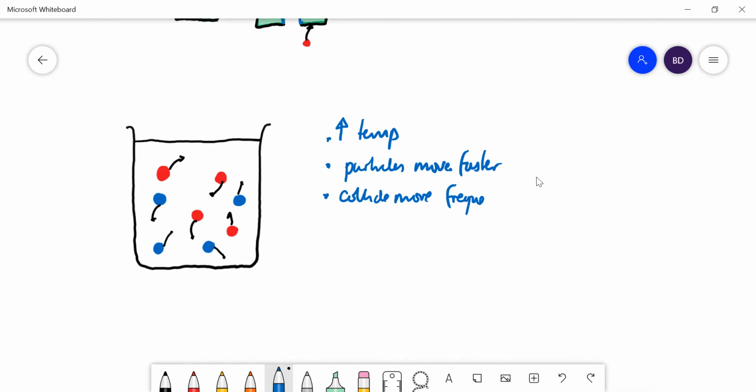That doesn't explain everything about temperature, because when two particles collide, so here's our A and here's our B, when they collide with each other, they don't always react. Sometimes the collisions are unsuccessful, and the collisions will be unsuccessful if the energy of the collision is too small. So if there's not enough kinetic energy in that collision, they just bounce off each other.